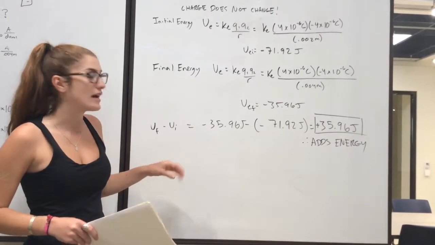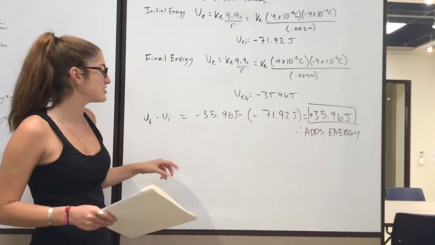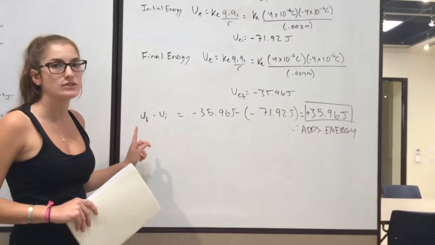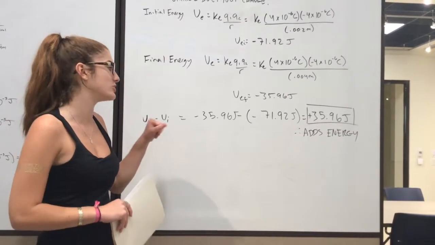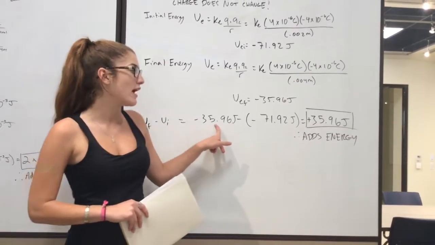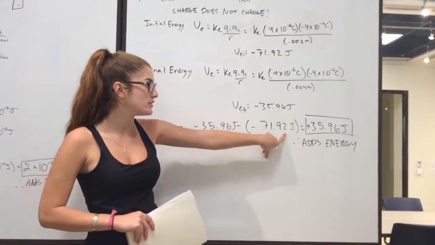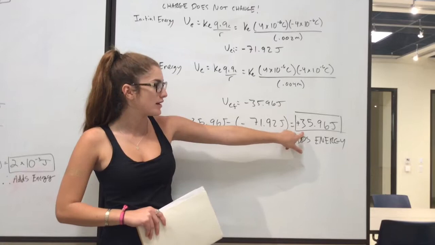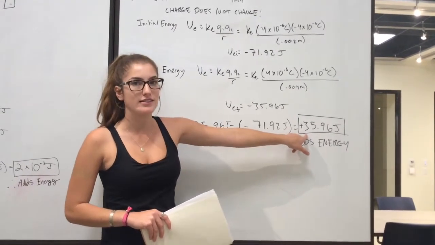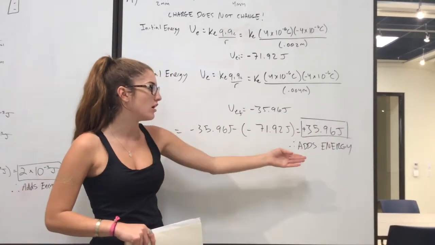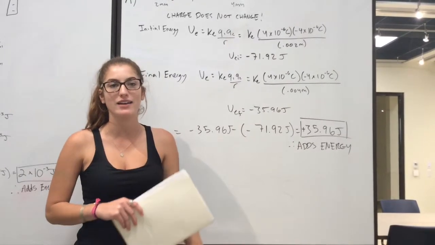So now to see how much energy has changed in our system, we're just going to do final energy minus initial energy. So negative 35.96 minus a negative 71.92 joules results in a positive 35.96 joules, which means overall our system has energy added to it.